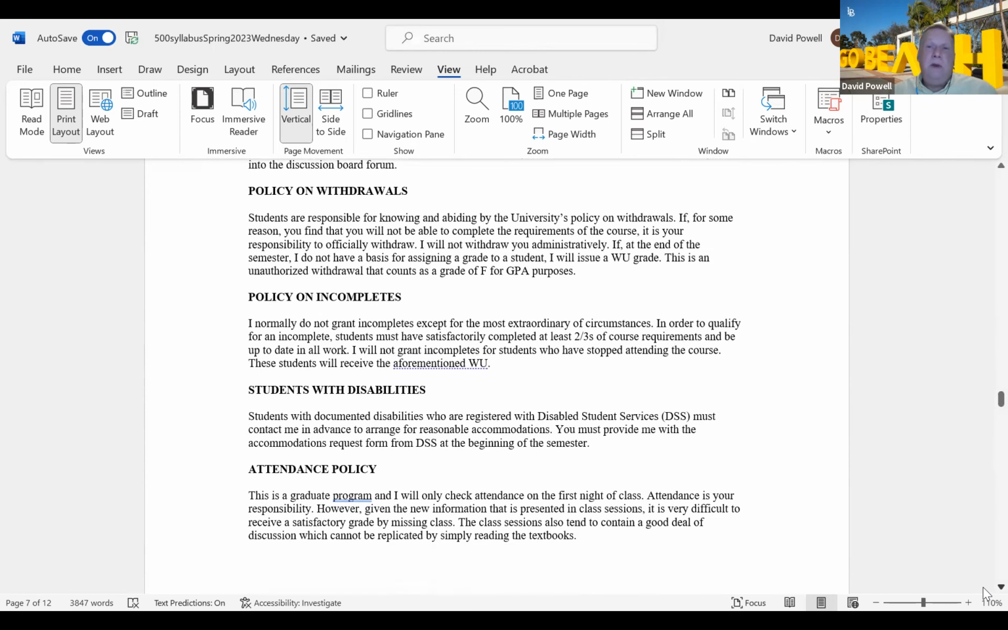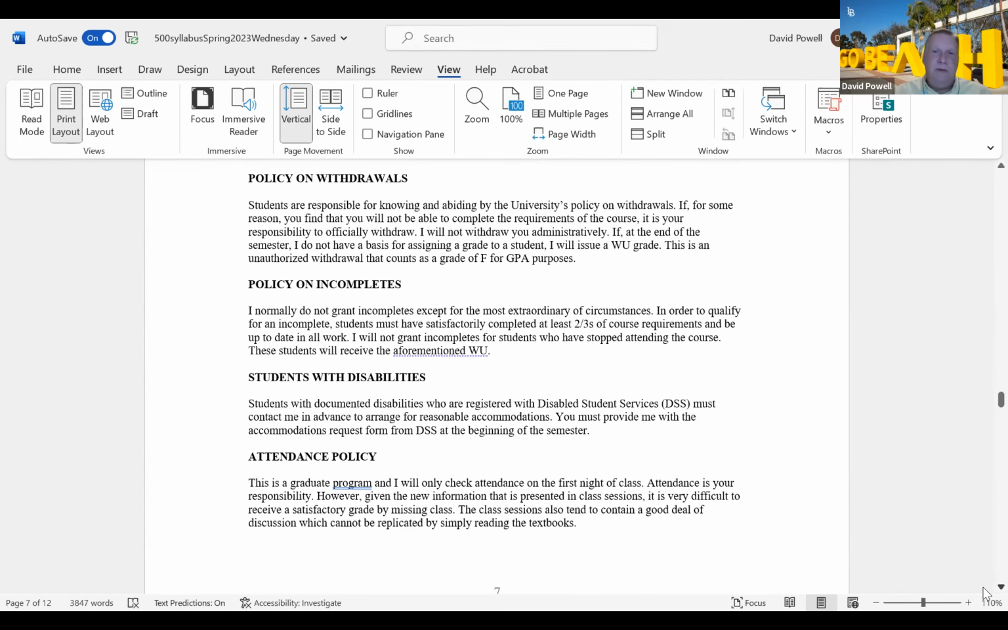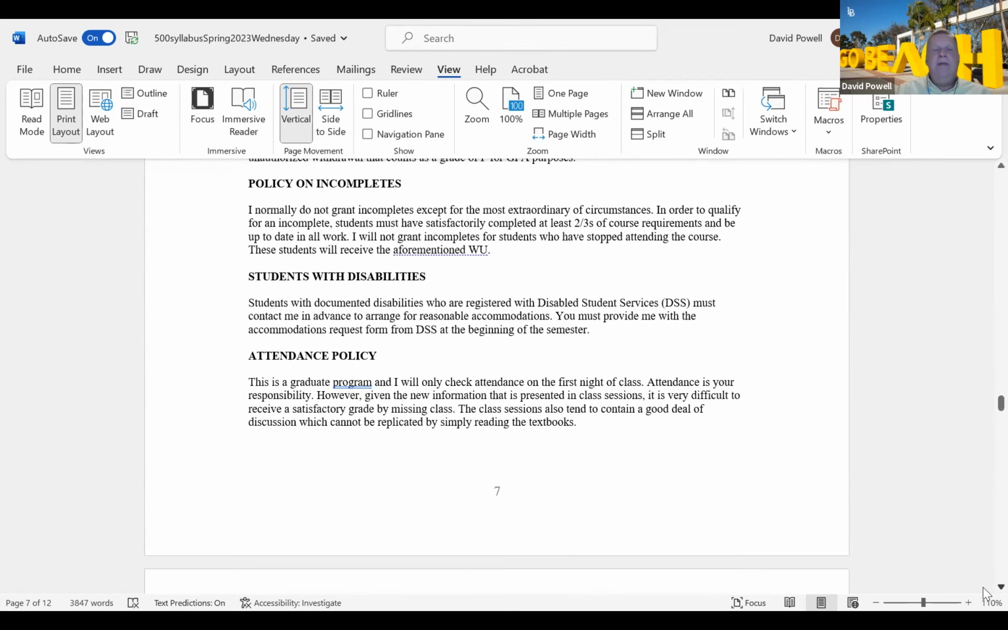Students with disabilities, if you are registered with, it's now called BMAC, the Bob Murphy Accessibility Center, I believe it is. But if you are registered with BMAC, please get that information to me and we can make reasonable accommodations as necessary. Again, we don't have any timed examinations in this class, and so usually that's not a major issue with us. And then again, attendance policy, I leave it completely up to you.